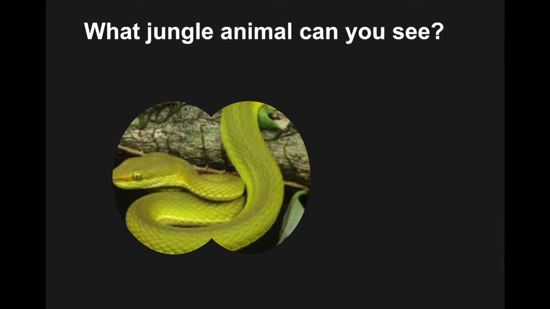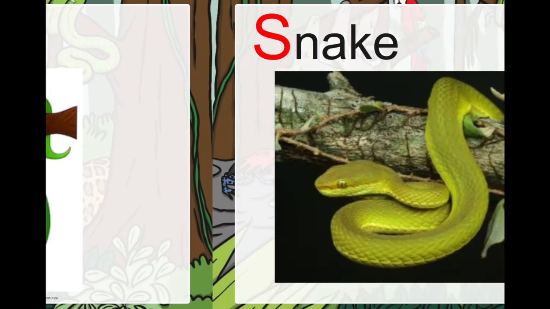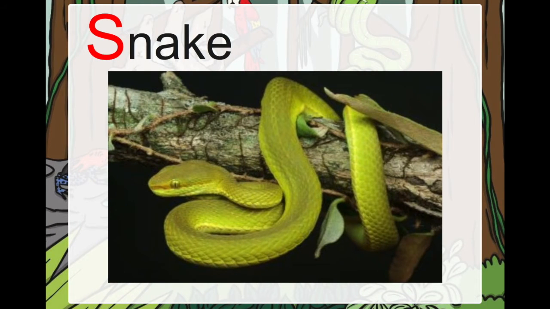What animal is this? Hiss, hiss. It's a snake. Snake starts with an S. Snake. And you can find them in the trees or you can find them in the water. Also, a very cool fact about snakes is that they can come in different colors. You can find them in green, yellow, orange, red. And something also very cool is that they can come in different sizes. You can see very big snakes and very, very small, tiny snakes.